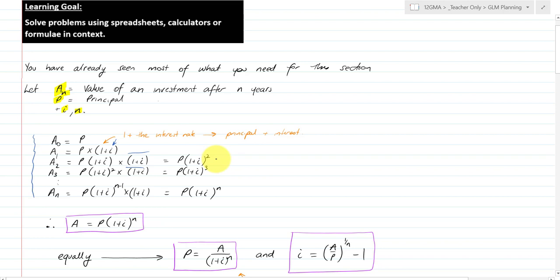And it leads to P times 1 plus I squared, P times 1 plus I cubed, and eventually P times 1 plus I to the power of N, which naturally leads to the formula that you all know and love. So you've seen where that formula comes from, geometric sequences, and we are able to use that formula, which we will be today in some of the examples I do later.